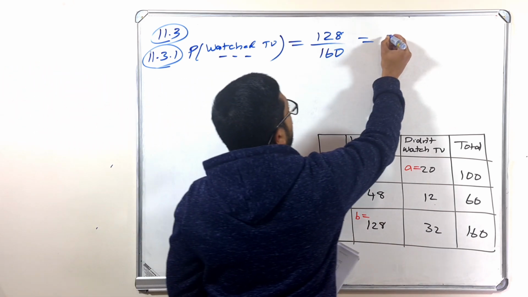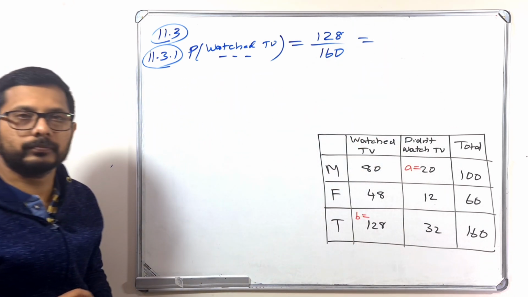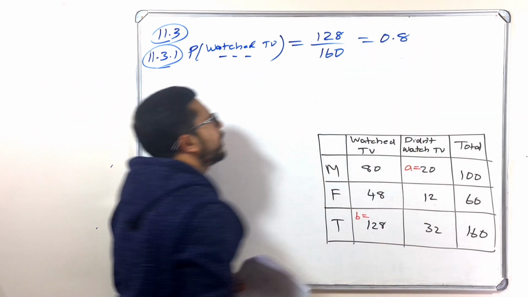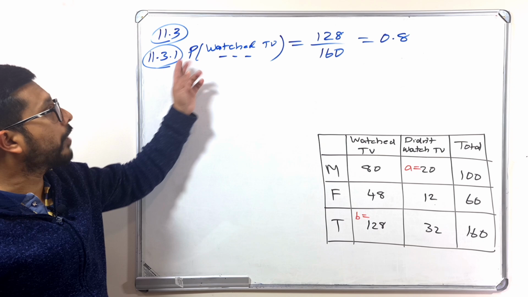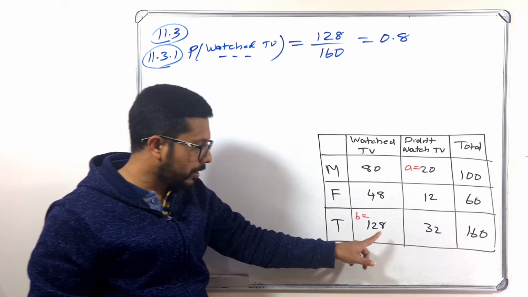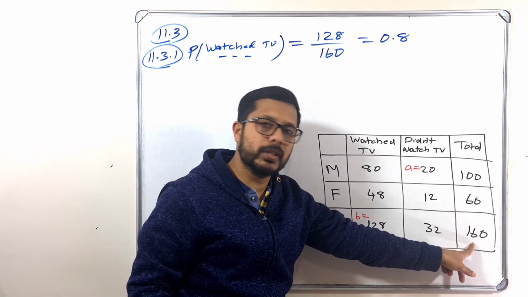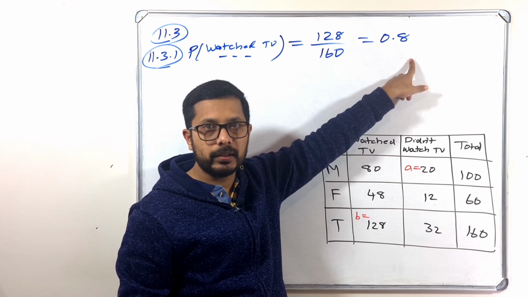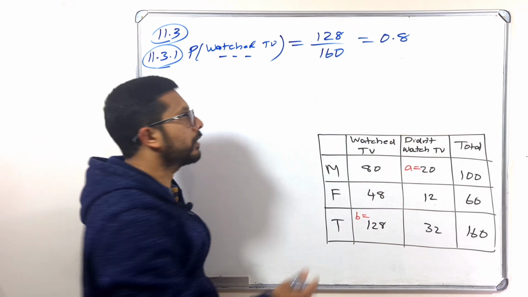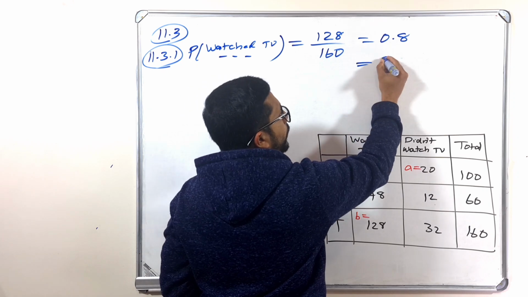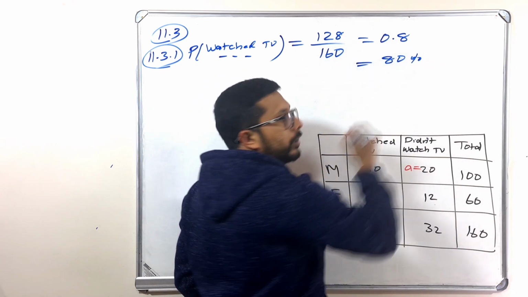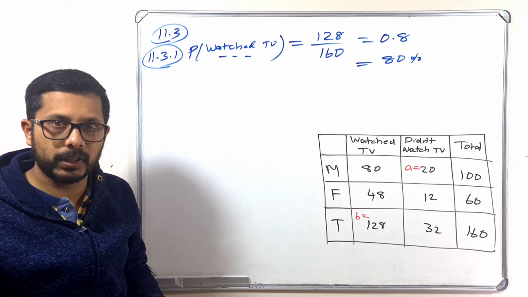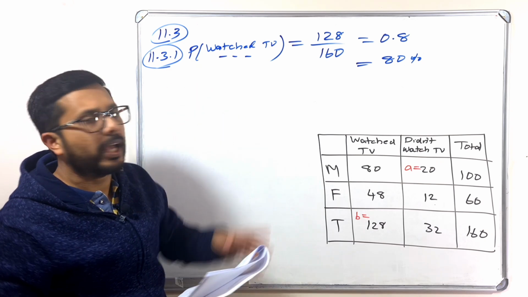So in your calculator you will get 0.8. That means the probability of watched TV during examination is 128 divided by 160, that is 0.8. Either you can write it like this, or if you want to write it in percentage, 0.8 means 80%. Or you can write it in fraction also, no problem. So anyway, that's the answer.